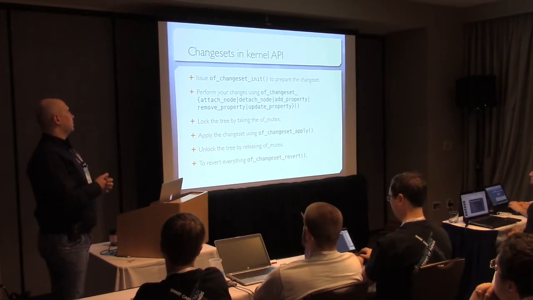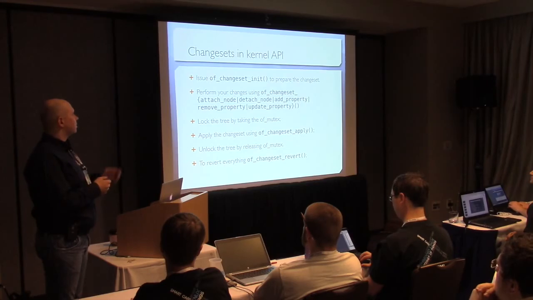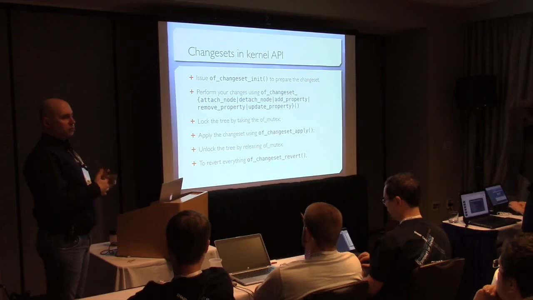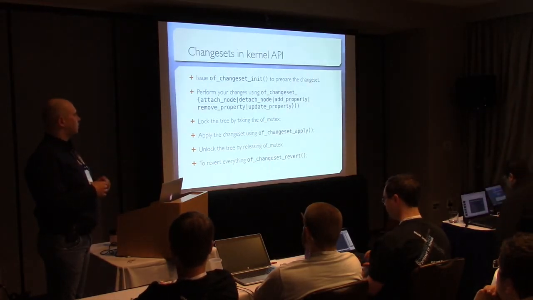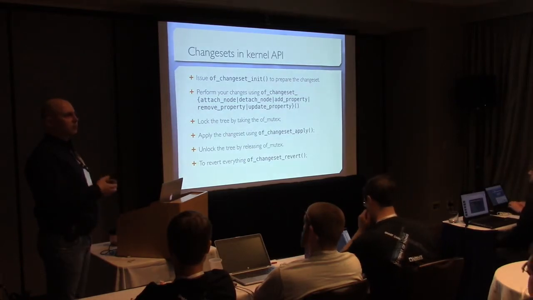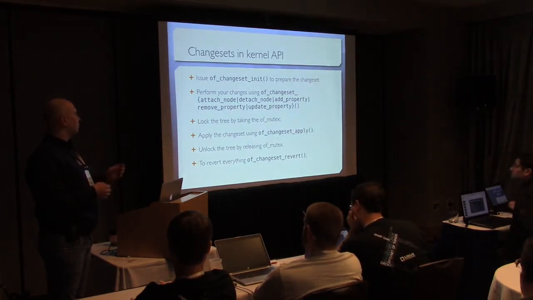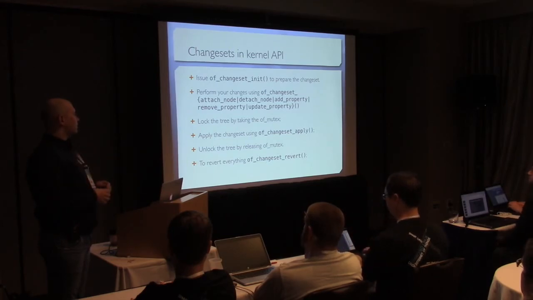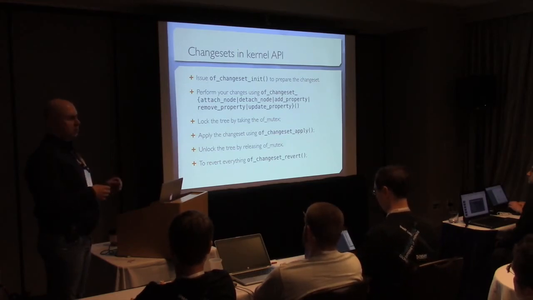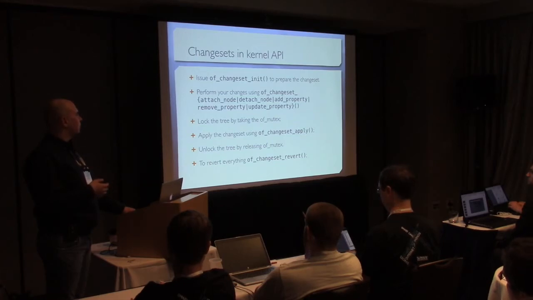What's the internal kernel API? So we just issue of_changeset_init. We perform changes to the device tree using those methods, which are similar to the already present methods for modifying properties in the kernel. We lock the kernel, we apply the change set, we release the mutex, and then when we're done, we call revert, and that's it. We don't need to do anything else. It's quite simple compared to what you had to do if you had to do it manually.